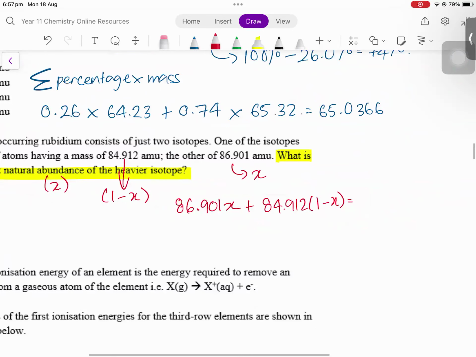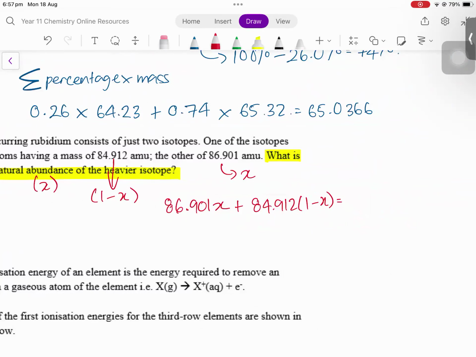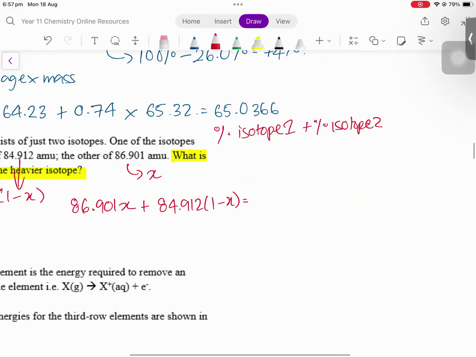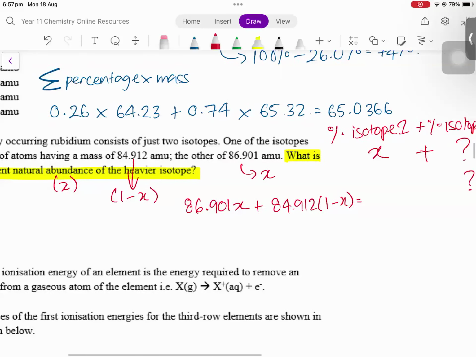Guys, so we said the two isotopes together add up to 100%, right? So the percentage for isotope 1 plus the percentage for isotope 2 is equal to 100%, which we said is equal to 1 if you're working with it as a decimal. So if one of the isotopes is X, the other one is 1 minus X. Yeah. They add up to 100% or they add up to 1. So if one's X, the other one's 1 minus X.